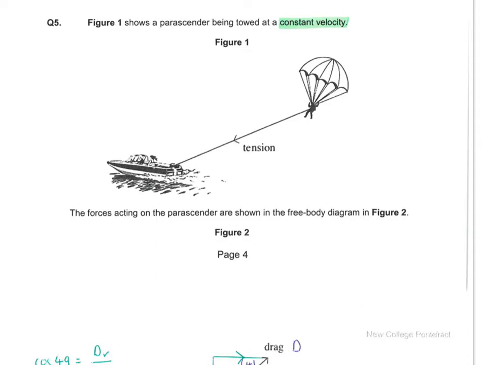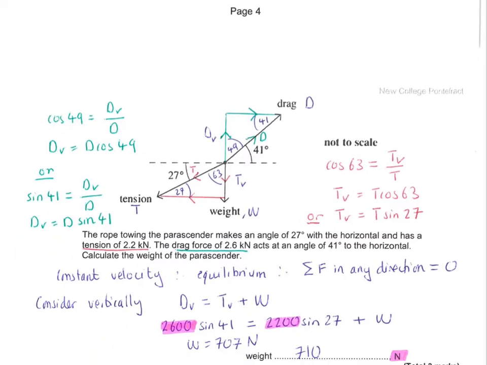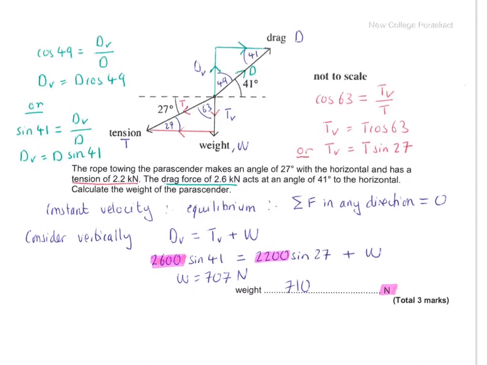Next, you are shown these forces in a free body diagram. If you look at the diagram, you can now see the weight of the parasender, the drag that is being experienced, and the tension in the rope. You are given both the values of each of these forces and the angles at which they act, apart from the weight which you are asked to find.